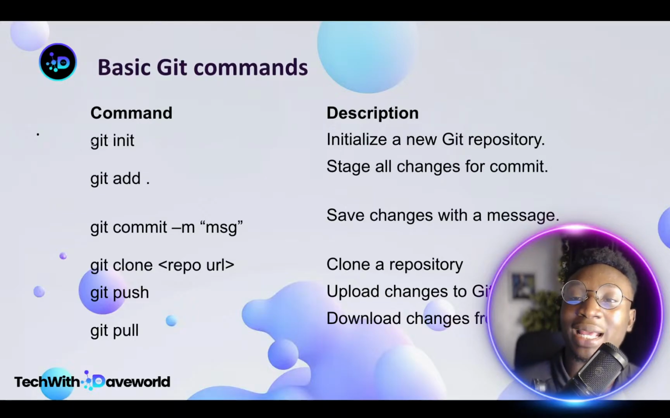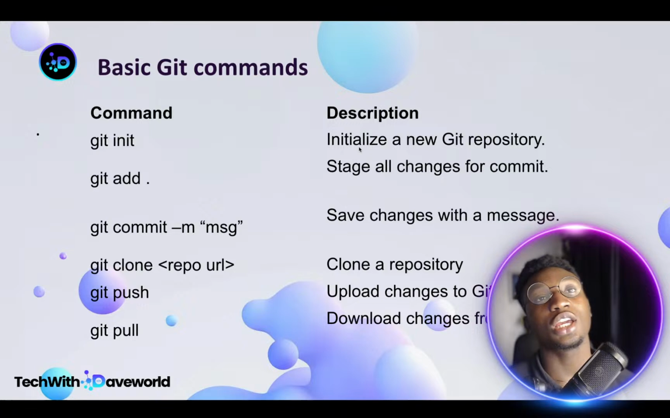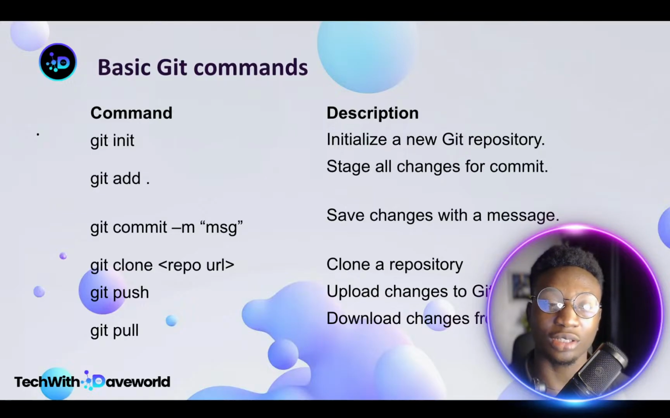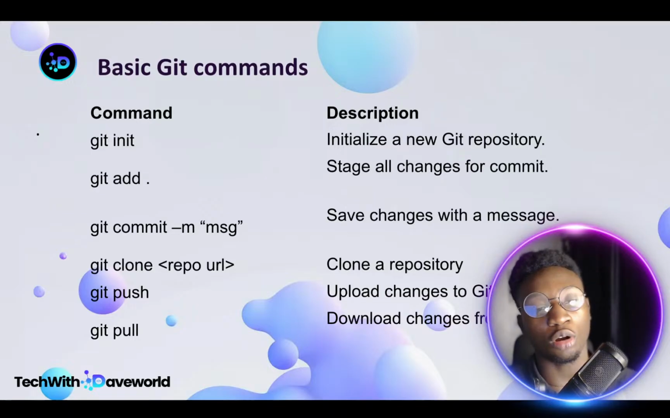All right. So when I say git init, it means initialize a Git repository. Let's say you are working in a particular folder and you want to start using Git to track your code of what you are doing. What you can do is just say git init, and once you say git init, it's going to start tracking all the work that you are doing.